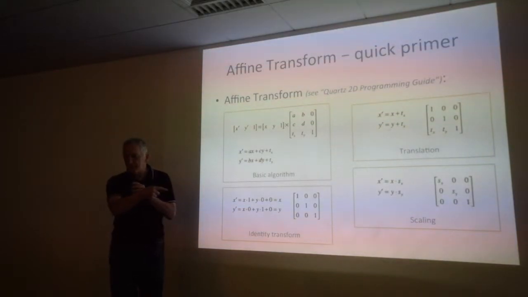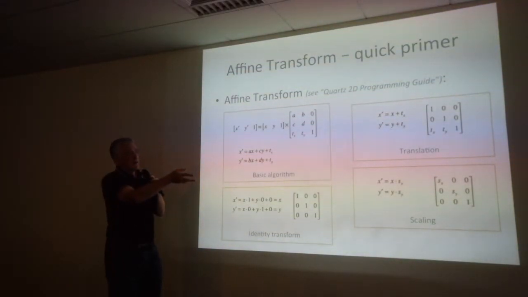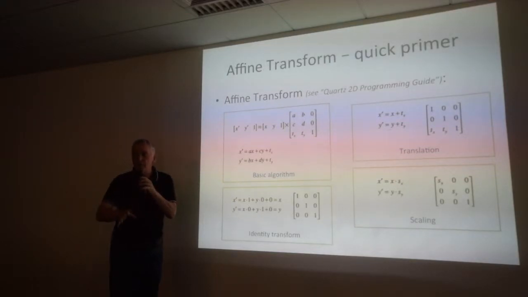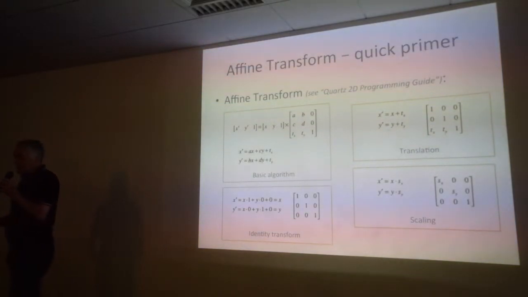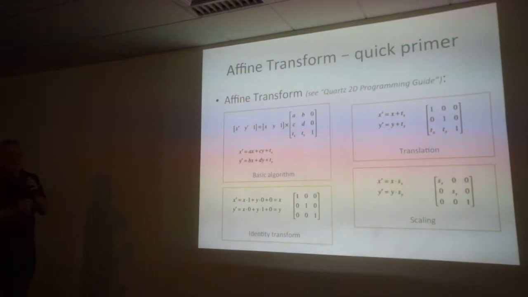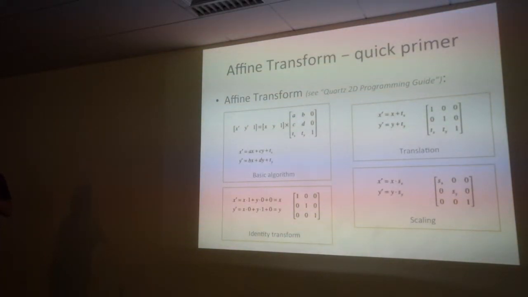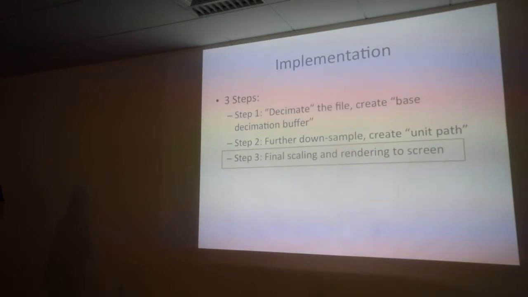Now, there are other matrices as well for rotating things, where you have sine and cosine functions in there. We don't do any of that, but that's the basics of what affine transforms are, and they're used throughout all of CG, Core Graphics, in iOS. If you want to know more about this, go and look at the Quartz 2D Programming Guide. It's got a nice dialogue on how this all works, plus an awful lot more about Quartz 2D.